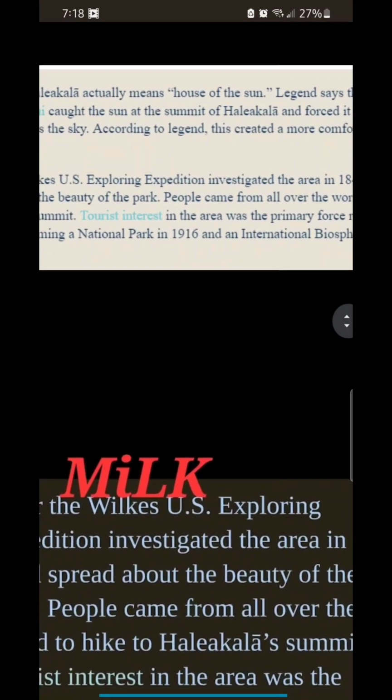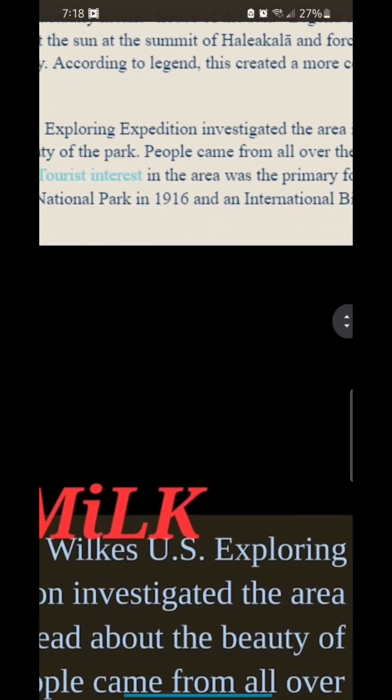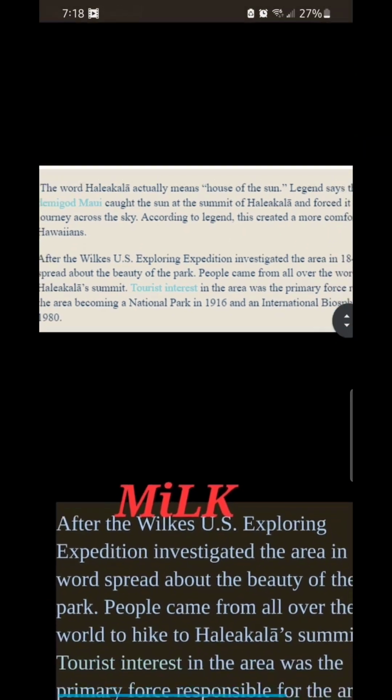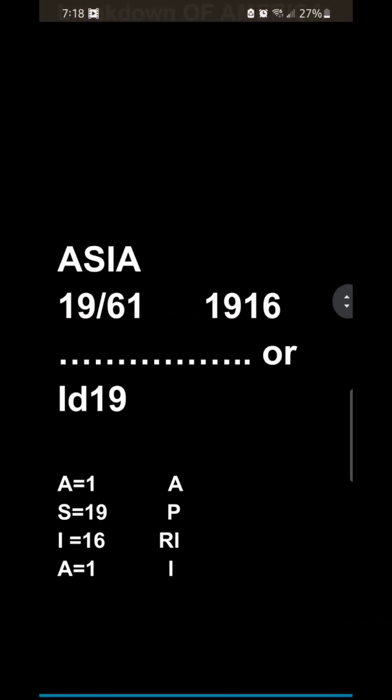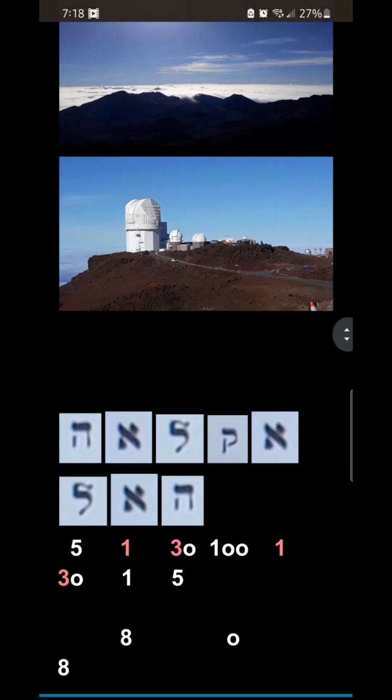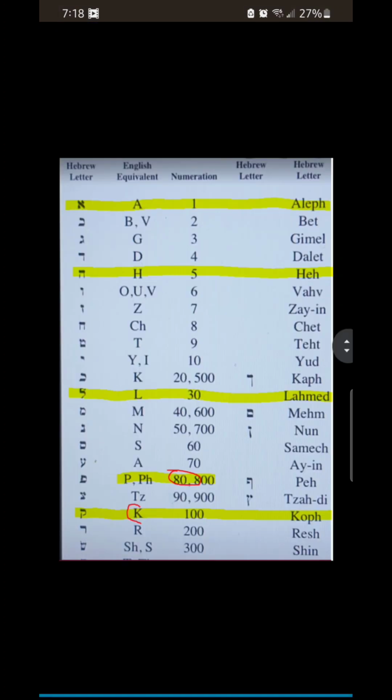You guys, the fact that it became a national park in 1916, the same code that we're talking about, the code for Asia, the code for ID 19, the rising sun. This is the house of the rising sun. More than that, I want to quickly go over something again.